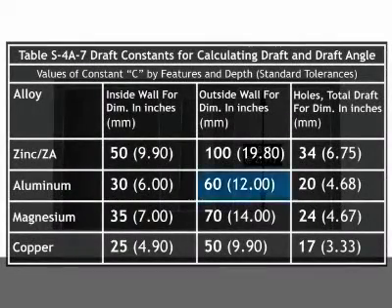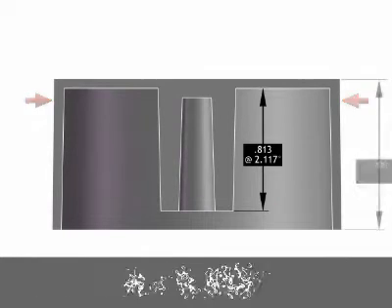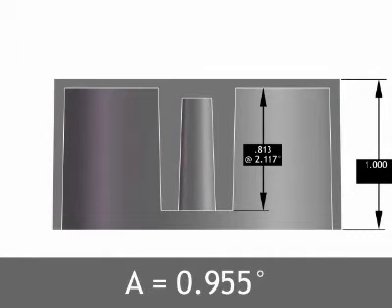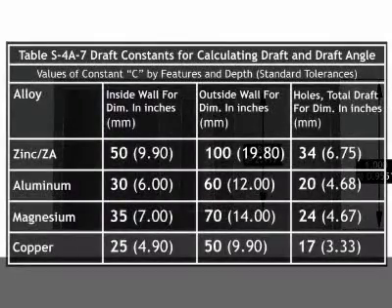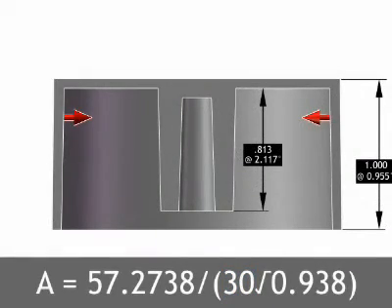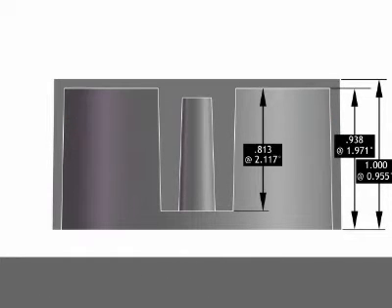The next feature is an outside wall, so C will equal 60. The feature to be drafted is 1 inch in depth. The draft angle is 0.955 degrees. One more inside wall remains that needs draft. A value for C of 30 is selected. The wall is 0.938 inches deep. The draft angle required is 1.971 degrees.